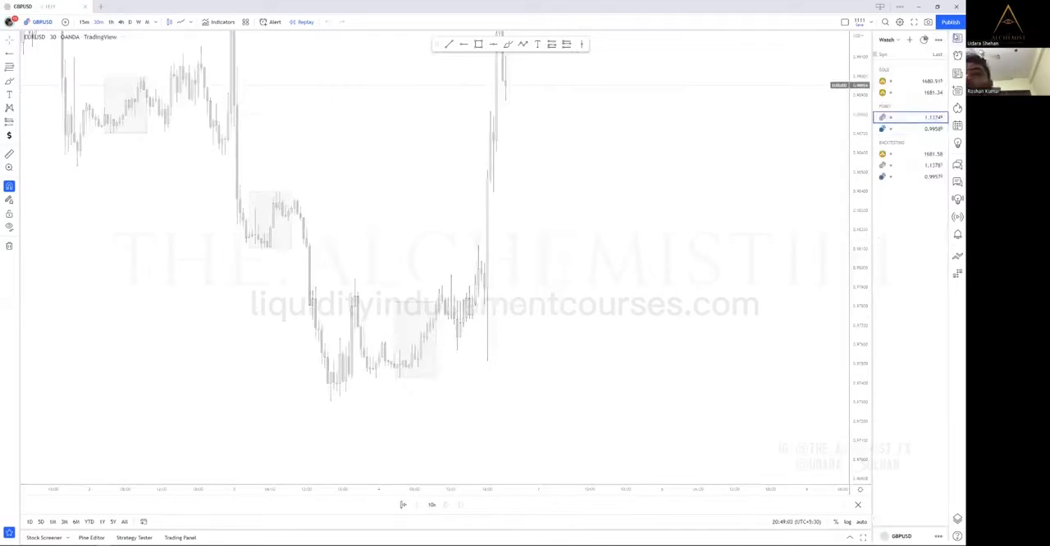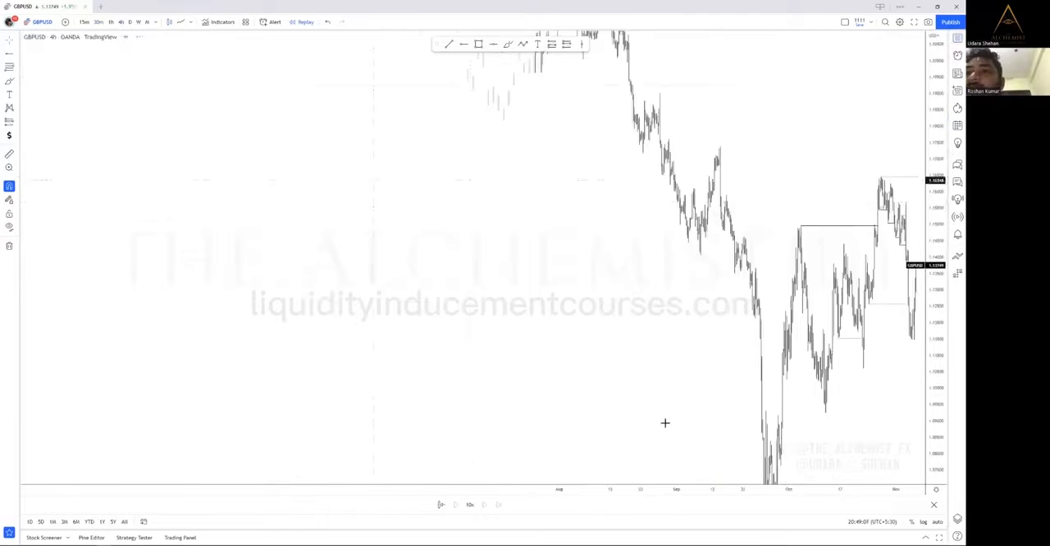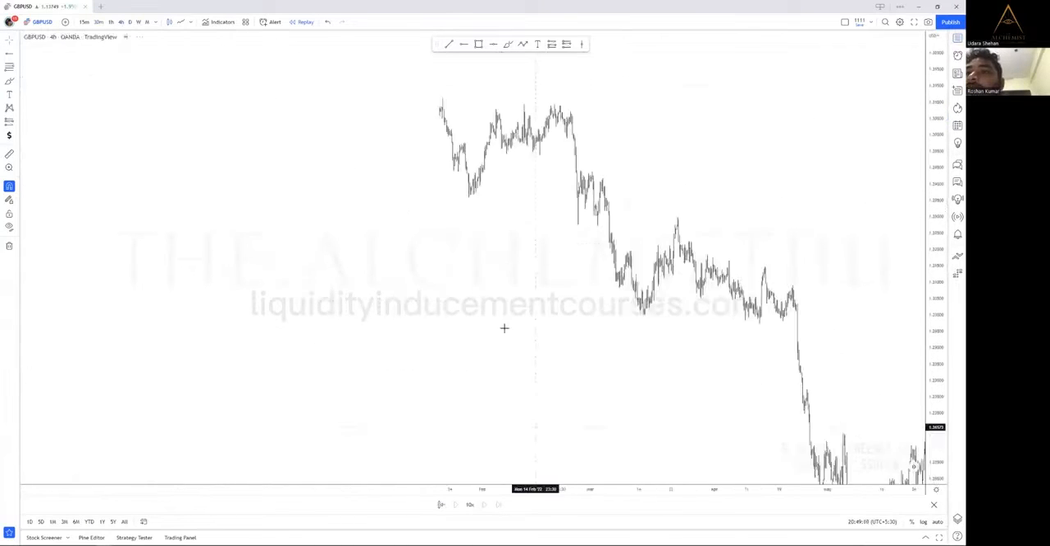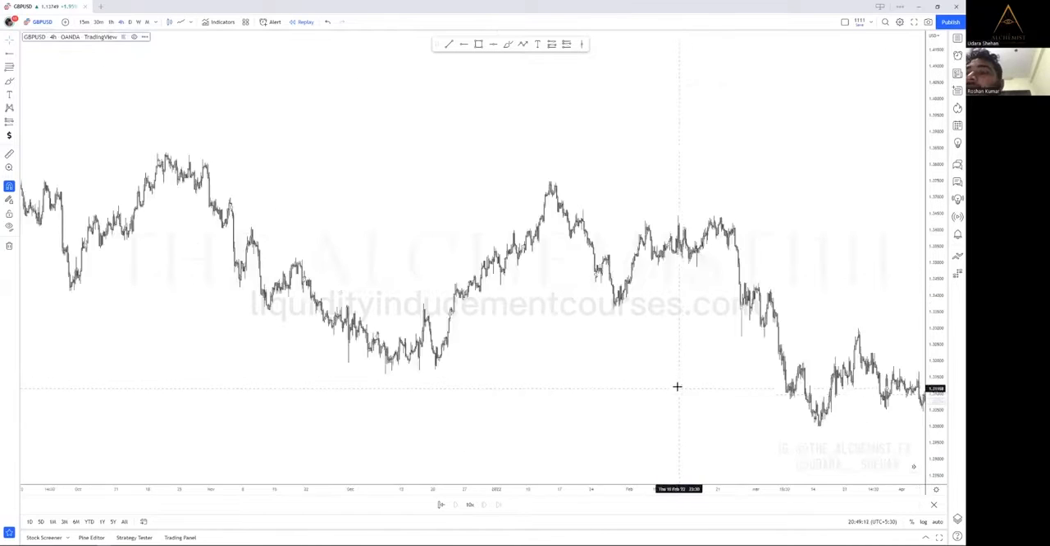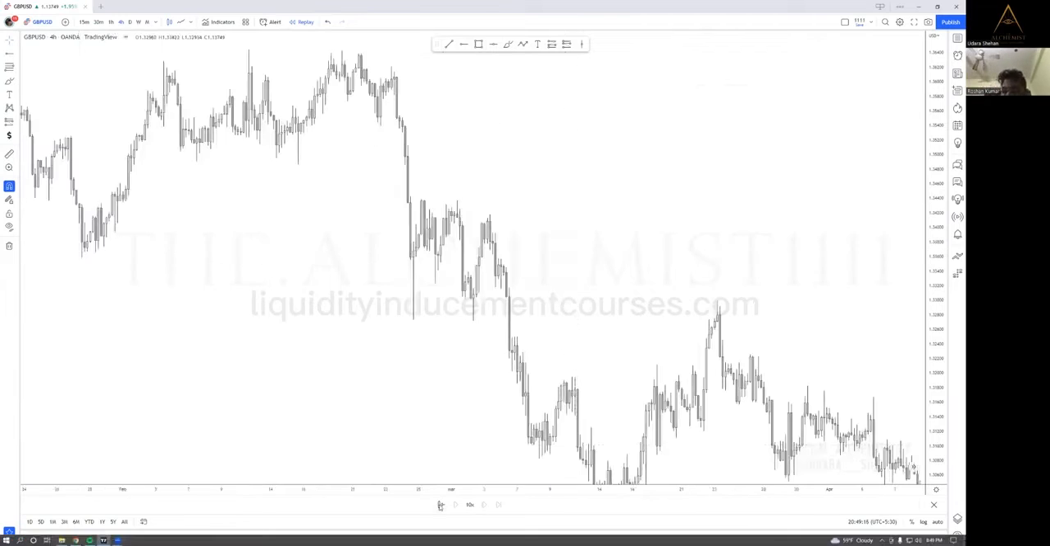Let's see. Go to GU. Remember, we're not going to just focus on every single pair. Okay, it'll be EU, GU, and gold. Those are the pairs that I trade. Okay, so I'll show you. Now look at this one. We have a nice example in here.